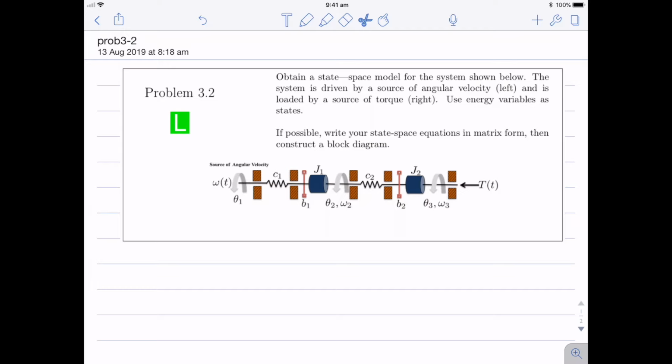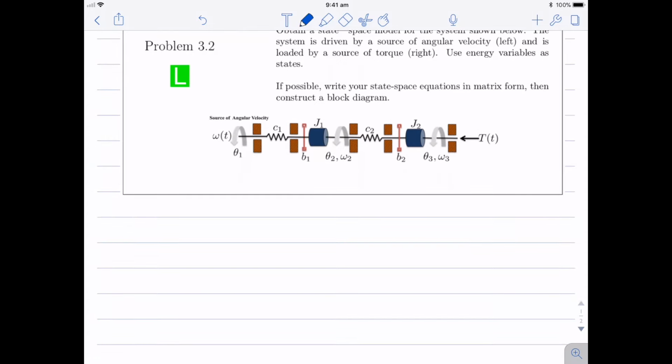All right, let's have a go at modeling this rotating mechanical system. This system has two inertias in it, a couple of springs, some frictions. It's driven by a source of angular velocity on the left, and it's loaded by a source of torque on the right. So this is very similar to the one inertia system we looked at yesterday. It's only a little more complex because there are a few more elements we need to deal with.